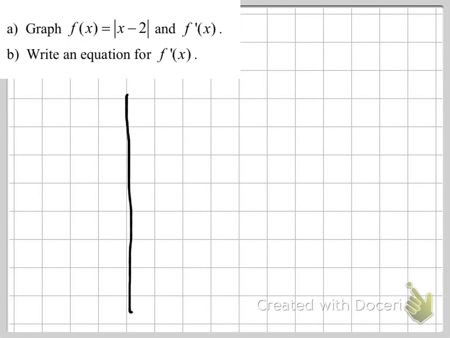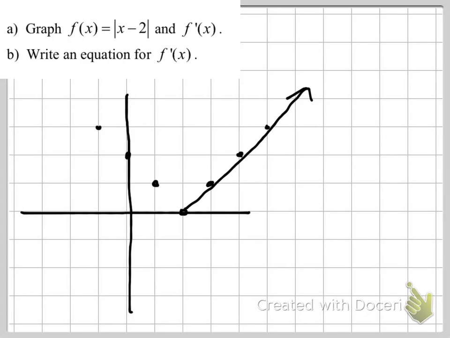So hopefully we remember that the parent function, the absolute value of x, is a V, and we have a shift to the right 2. So that tells us that once we shift to the right 2, we can create this function with our knowledge basically from college algebra of parent functions. So here's the original function.